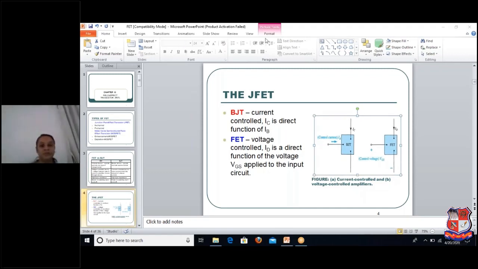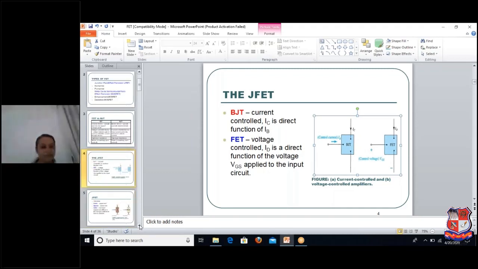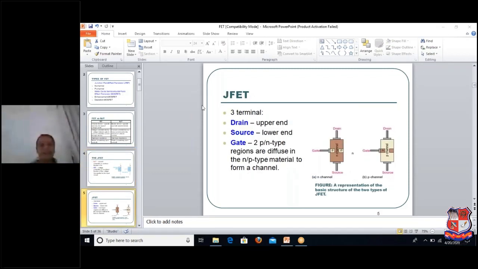So we'll show the next PPT. Okay, now we will discuss the symbols. Here we discuss the first classification, which is the JFET. What is the full form of JFET? The JFET is a junction field effect transistor, right? It has 3 terminals. You can see the 2 types of JFET.